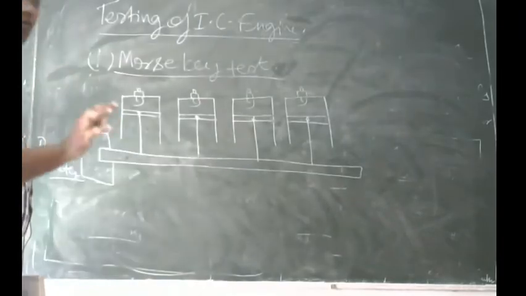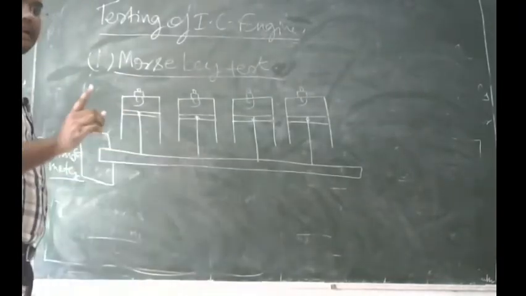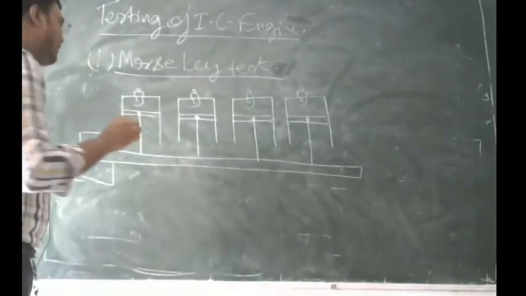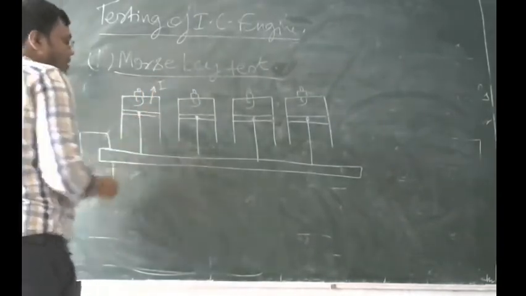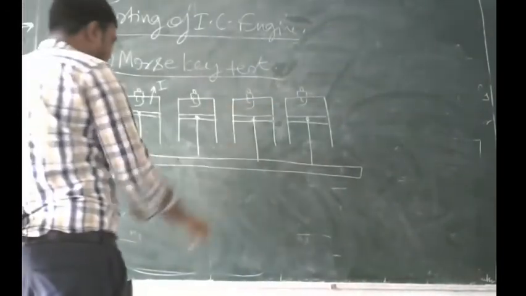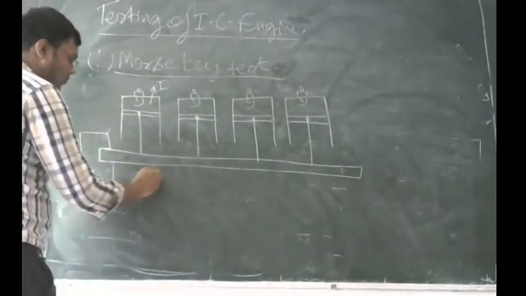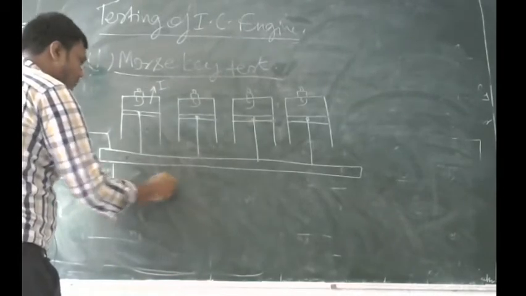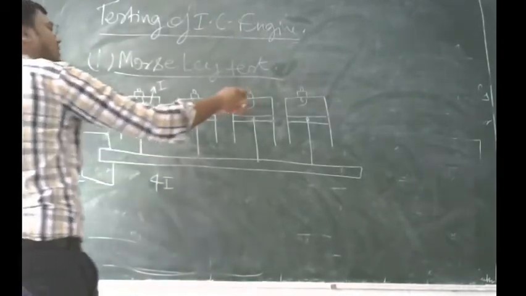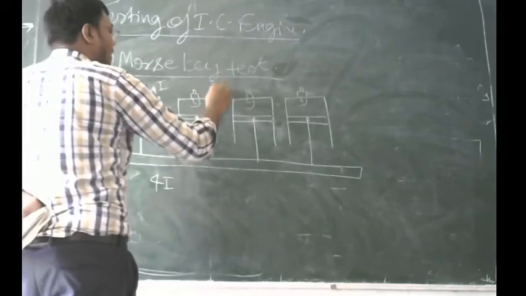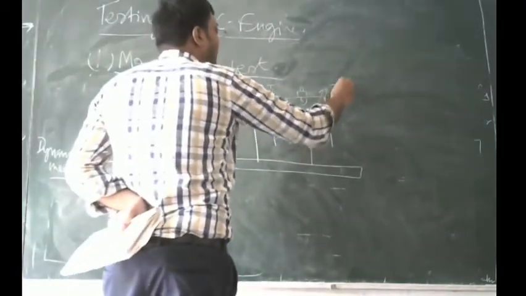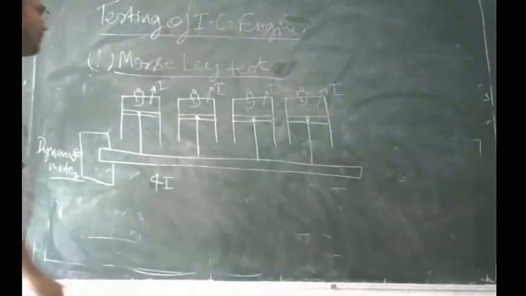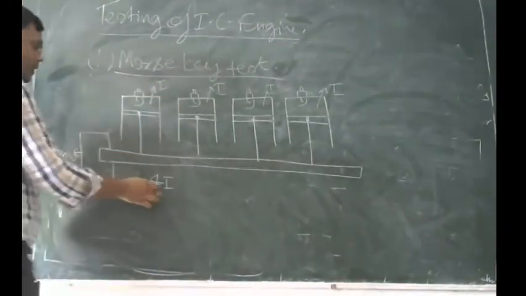Let us assume we are getting the indicated power by one cylinder, that is I. By one cylinder, indicated power is I. So total power should be equal to 4I because 4 cylinders are there: 1, 2, 3, 4, each I. This is indicated power. So we will get the indicated power from all the four cylinders, that is 4I.